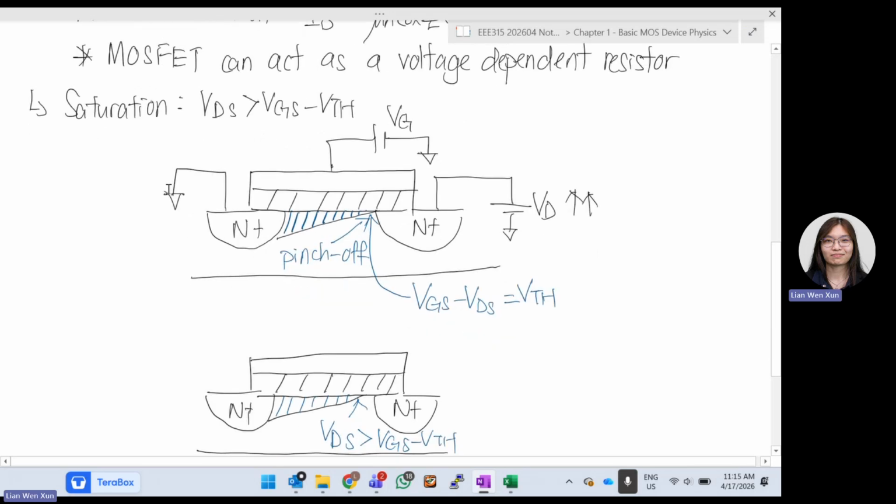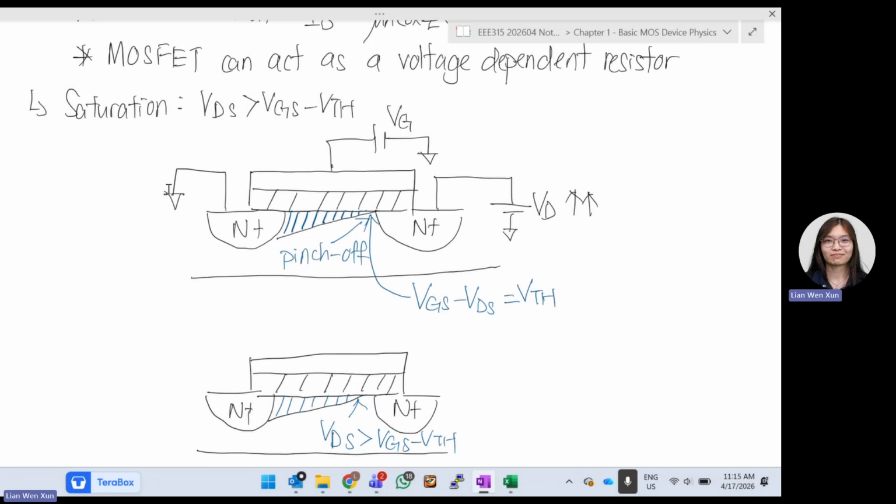Next, if it is saturation, we have gone through triode region and deep triode region. The next region is saturation region, which is the most important region for our designs. We usually need to ensure that all our transistors are in saturation region. Then only it will work well, especially for amplifiers.